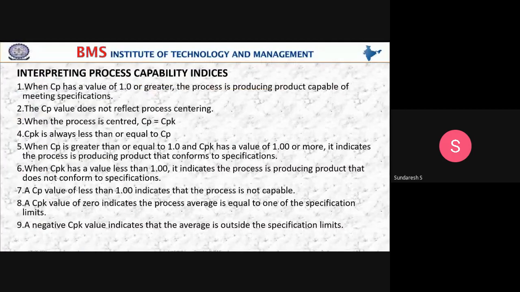So in a sense, the value of the process capability indexes can be interpreted by taking all these things. Whenever you want the process to be capable enough, the Cp value should be greater than or equal to 1. If it is less than 1, it confirms that the process is not producing products which conform to the specifications. So this is how we start interpreting the process capability indices.